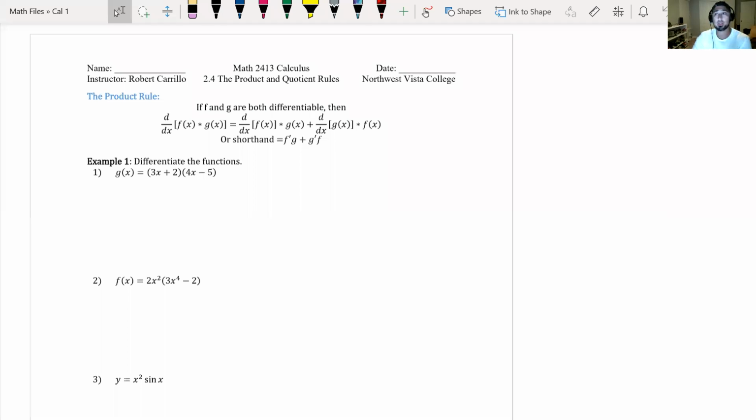All right. Since we know the shorthand derivative, the power rule, our best friend, we now get into some more rules for derivatives. We have the product rule and the quotient rule. The product rule says if f and g are both differentiable, then the derivative of f of x times g of x is going to equal the derivative of f of x times g of x plus the derivative of g of x times f of x, or, put it simply, f prime g plus g prime f. So for the first four examples, we're going to do product rule.